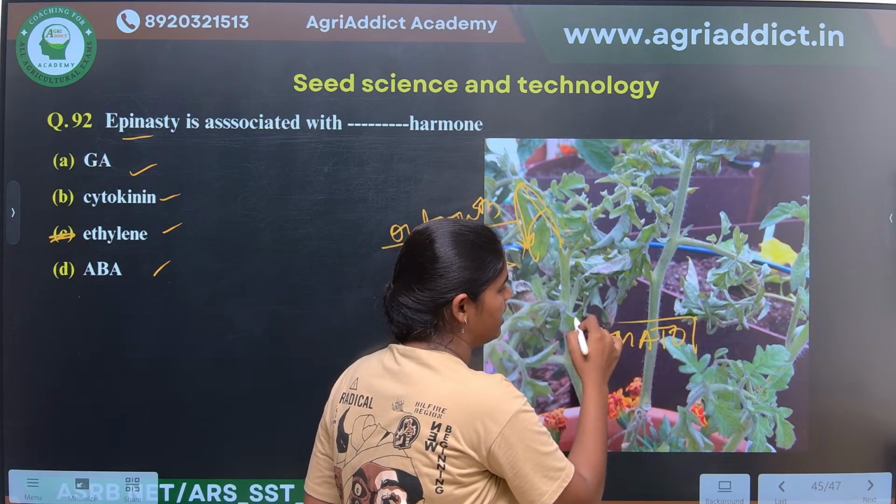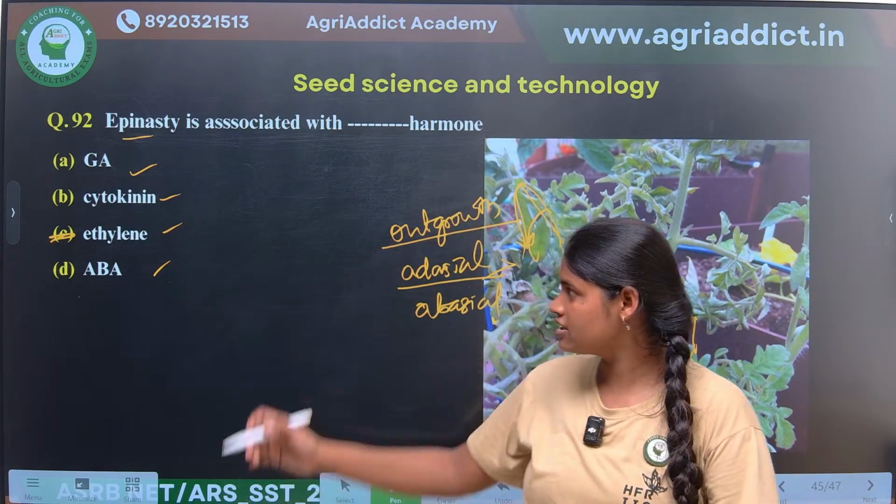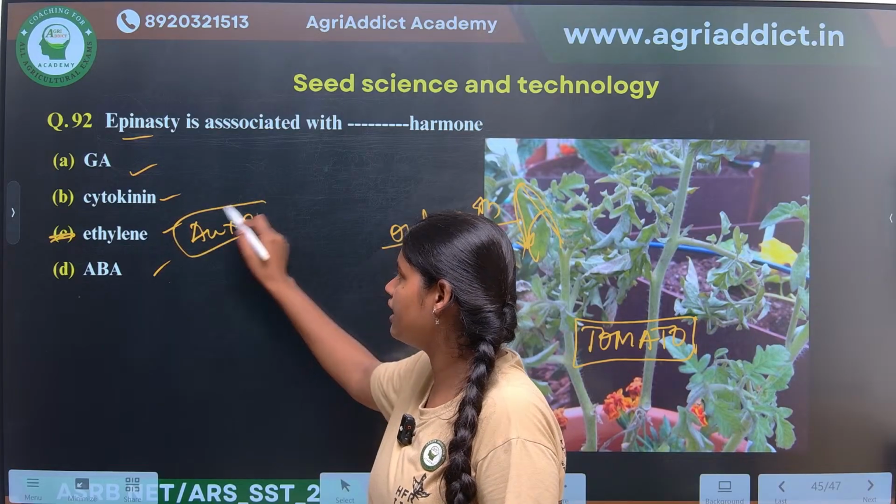Remember this. With examples, you have to remember some physiological conditions. Okay, and auxin is also responsible for epinasty. They give both auxin and ethylene. Choose both.